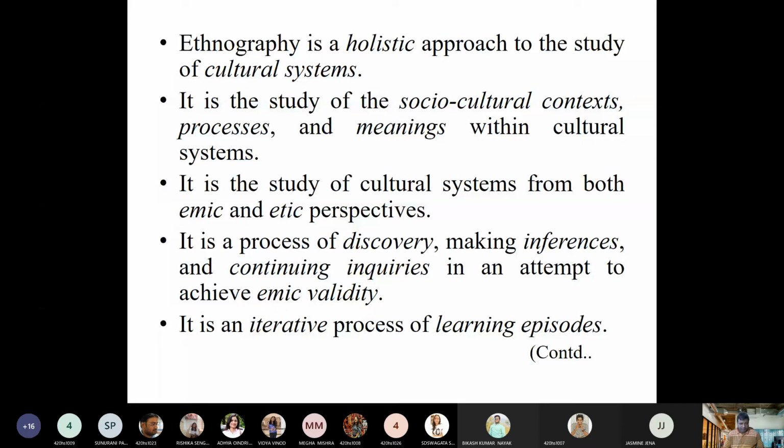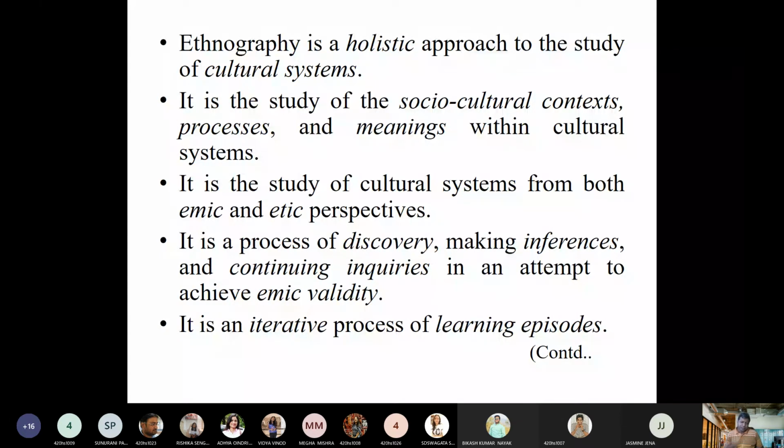It is a process of discovery, making inferences, and continuing inquiries in an attempt to achieve emic validity. Whenever we collect any kind of information, we try to discover and make inferences and continue the inquiries. While doing more inquiries, we try to explore more and more information and try to validate the data which I collect. Because from the very beginning I was telling you that validation of data is reliability, and validation of data is highly essential. It is an interactive process of learning episodes.